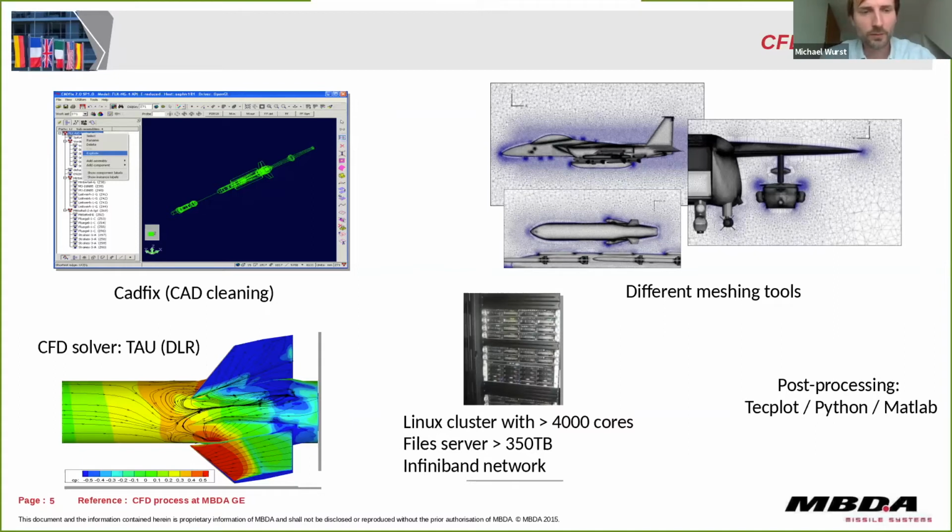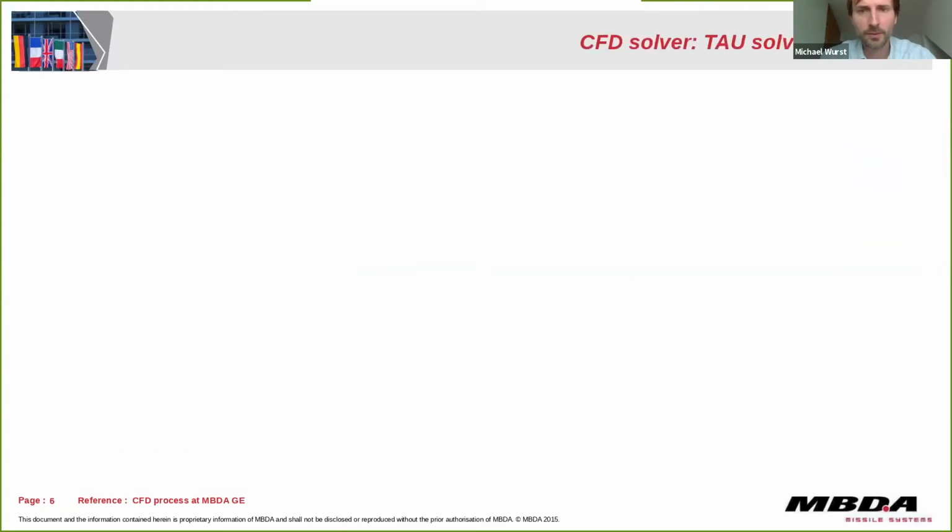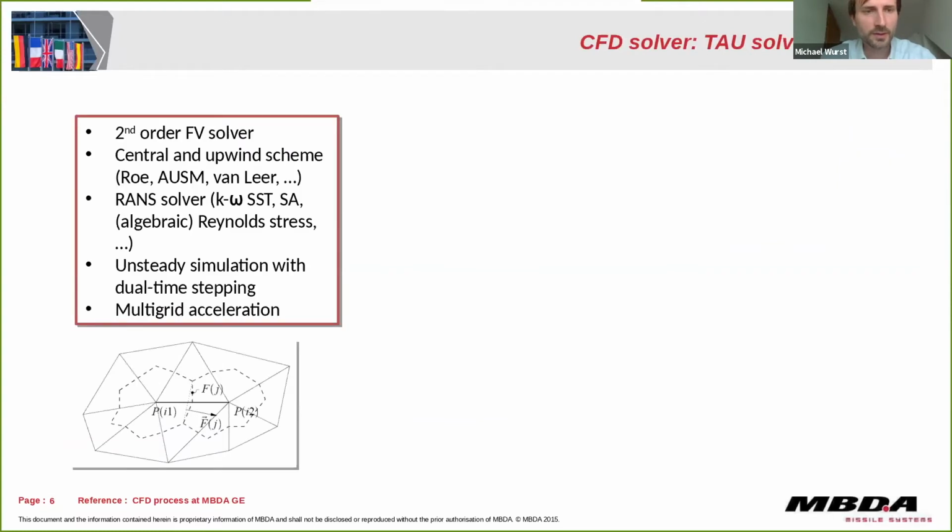I want to give you now some overview of the TAU solver. Regarding the discretization, it's a second-order finite volume solver. For flux discretization, we have a central and an upwind scheme. The upwind scheme can use the Roe Riemann solver or the AUSM or van Leer scheme. Then we have a wide variety of turbulence modeling possibilities. And we can do unsteady simulation with dual time stepping. And we have a multigrid acceleration.